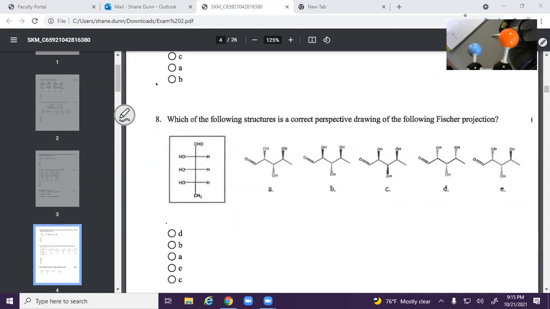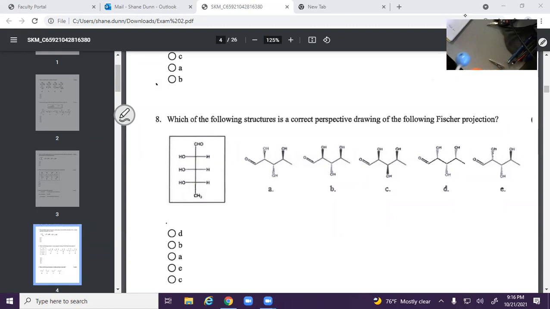This only happens with Fischer projection when you go from Fischer to line angle. And it's always the even ones. 1, 2, 3, 4. So since these are going out, they are going out. Okay. So which one shows where carbon 2 and 4 have wedges, OHs, while carbon 3 has a dash? Which one shows that? B. Yes, B is the correct answer. And that's it.